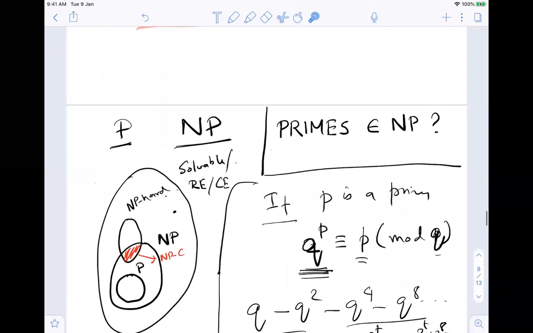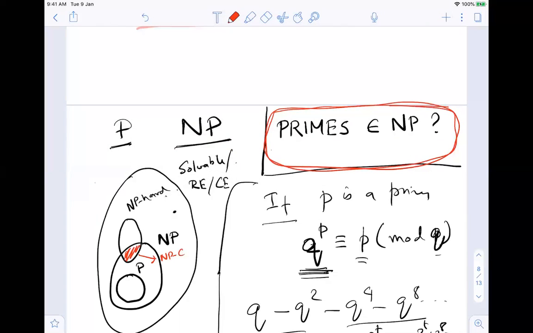Yeah, this question, please try it out. This is very important. You will understand a lot more by trying to solve this one. Is primes in NP?